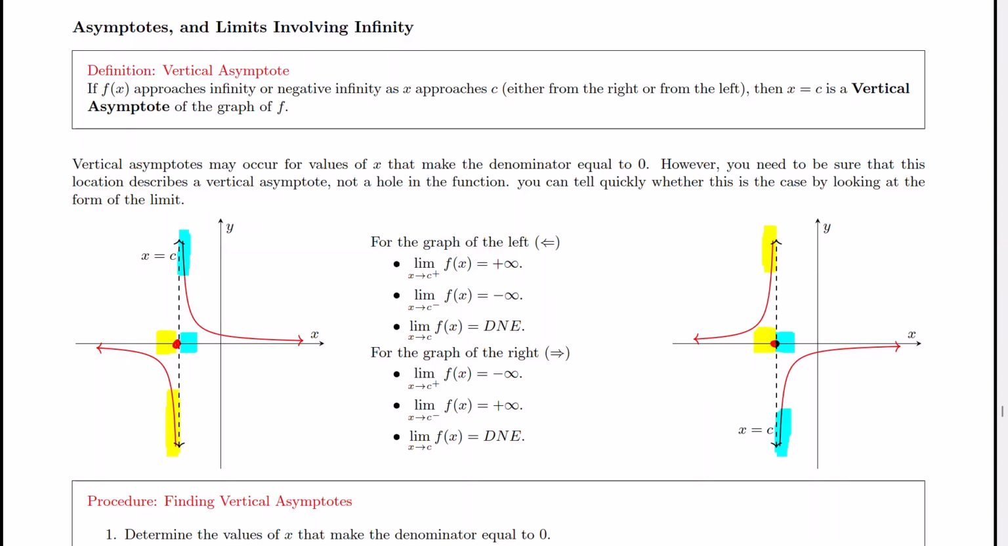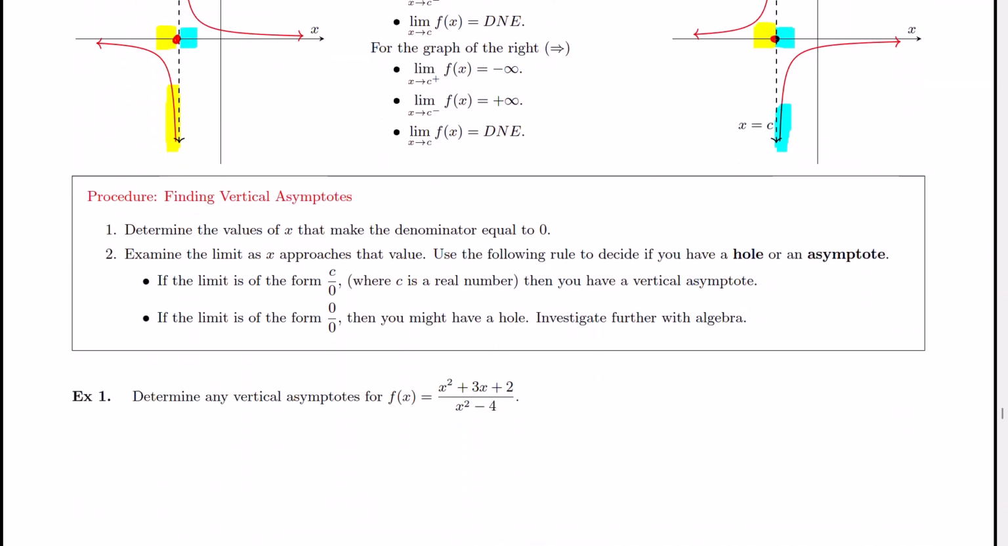Now, to find vertical asymptotes, usually it involves looking at the denominator and seeing the values that make it equal to 0, then deciding whether those values represent a vertical asymptote or a hole. A hole is basically simply a gap in the graph of the function. So the function does not blow up towards infinity or negative infinity. It just stays relatively at the same level. It just has a little hole in the graph.